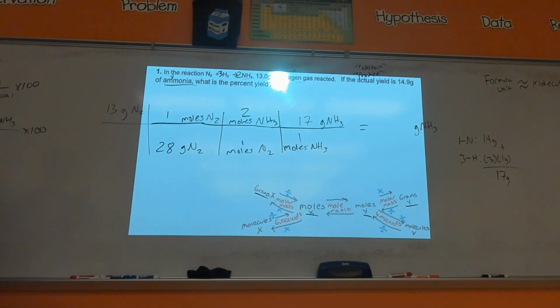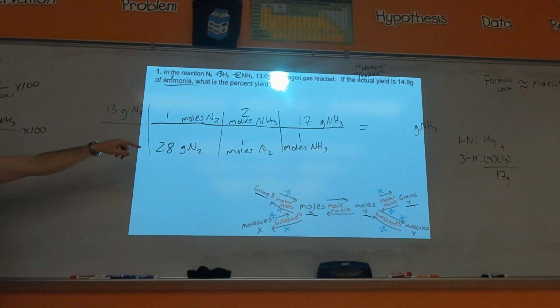Now you know when you stop here because grams of NH3 is here, grams of NH3 is what you want to find. This unit has got to match the unit that the actual is in. Sometimes they give you the problem, they're going to give you the actual in moles. So when you calculate your theoretical would also have to be in moles.